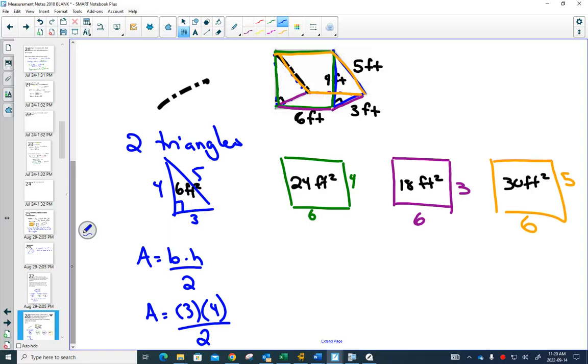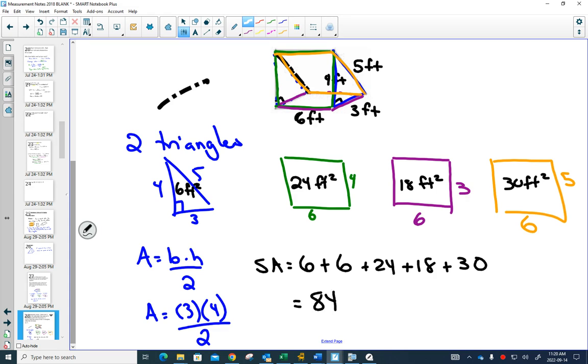Whew. Okay. Then the total surface area is going to be 6 plus 6, because we have 2 of those, plus 24, plus 18, plus 30, which adds up to 84 feet squared.